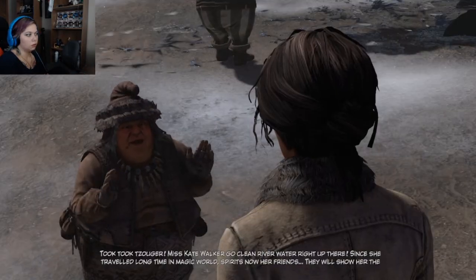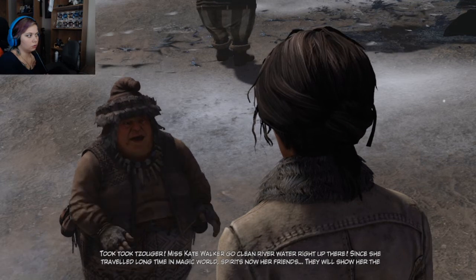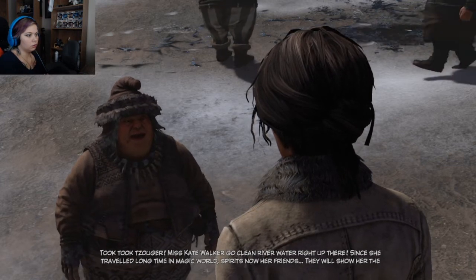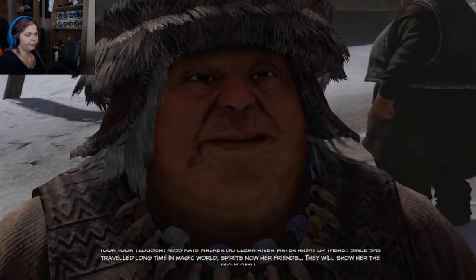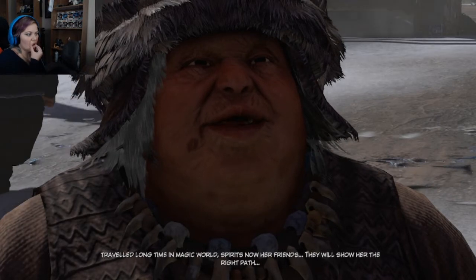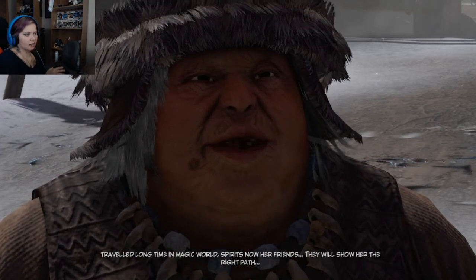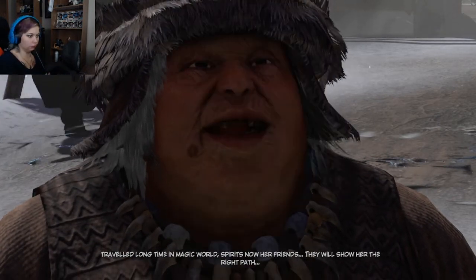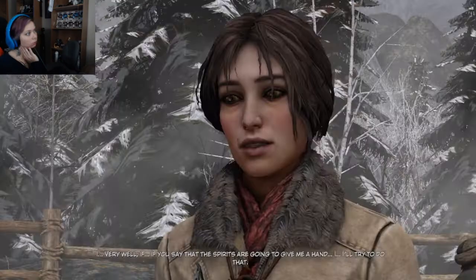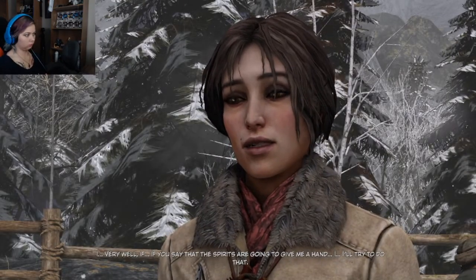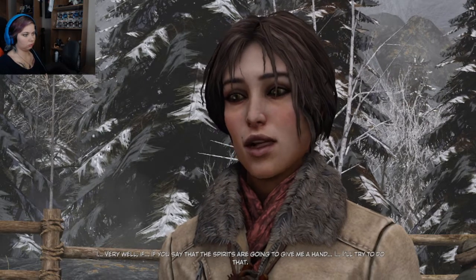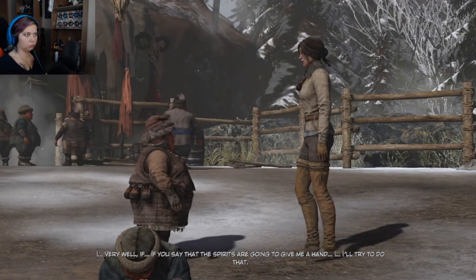Tuk tuk tuger. Miss Kate Walker go clean river water right up there. Since she traveled long time in magic world, spirits now her friends. Oh. They will show her the right path. Very well. If you say that the spirits are going to give me a hand, I'll try to do that.